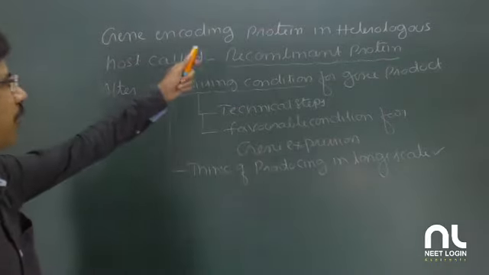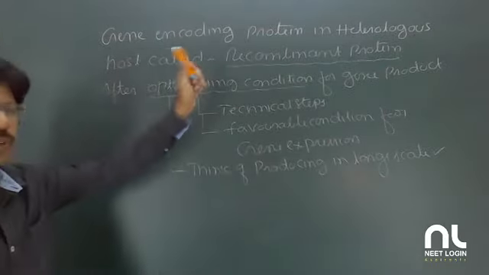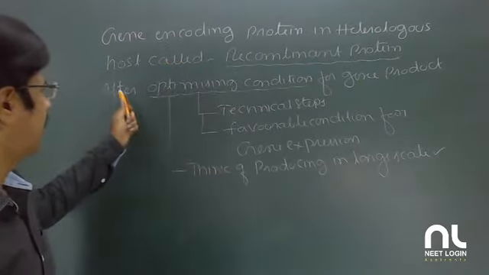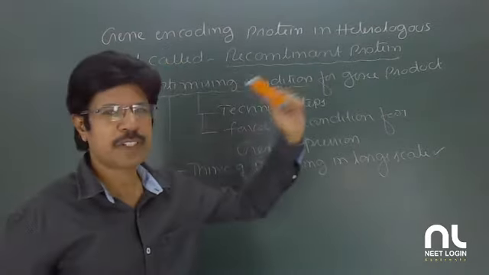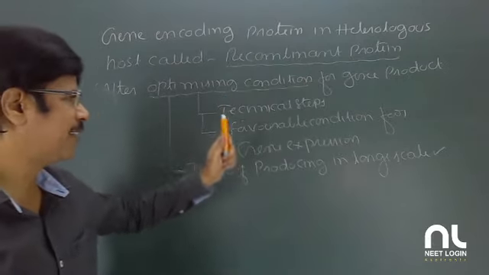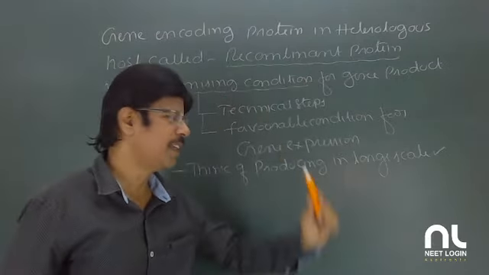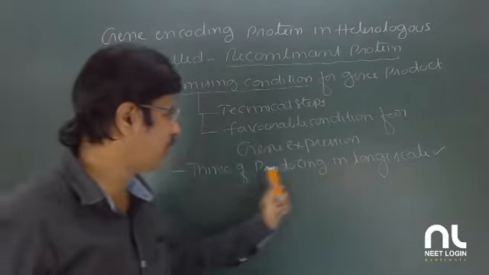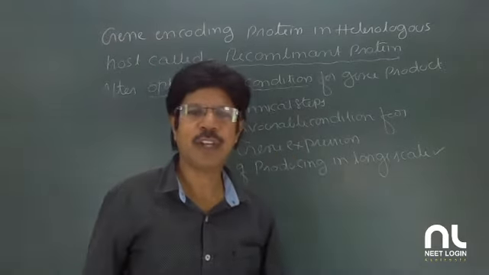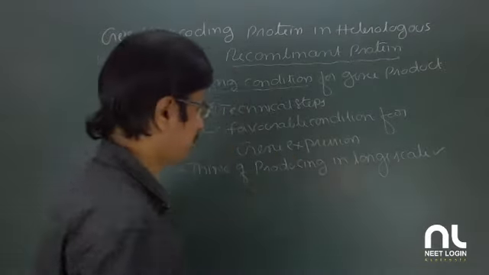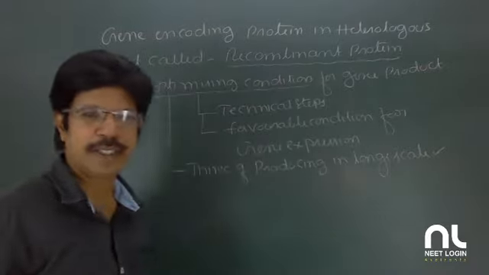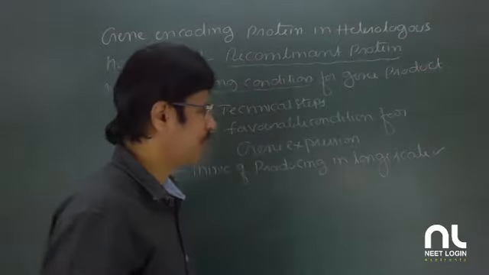So a gene encoding a protein in a heterologous host is called recombinant protein. After optimizing the condition for the gene product, the technical steps and favorable conditions for gene expression, we have to think of large scale production to meet the demand of our growing population.